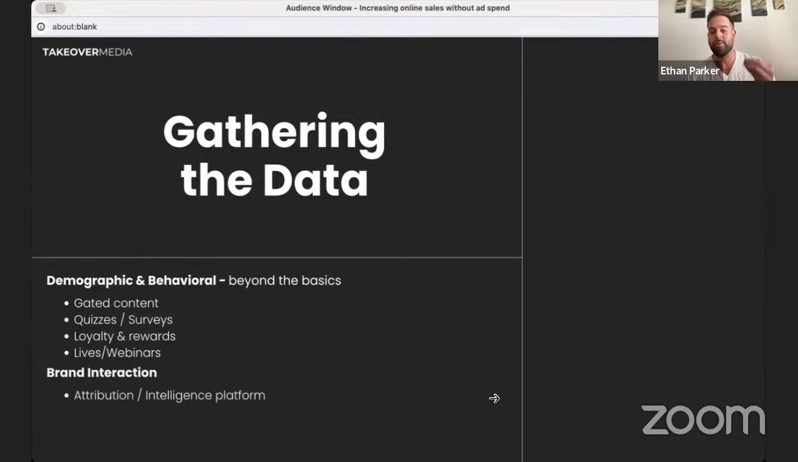Outside of that, for brand interaction, you really just need an attribution intelligence platform. Big ones like Northbeam and Triple Whale are great products. If you're a little earlier on and looking for something more scalable for where you are right now, I like Segmetrics. That's what I use with my clients. Great platform. Tell them I sent you, and I'll send them your way.